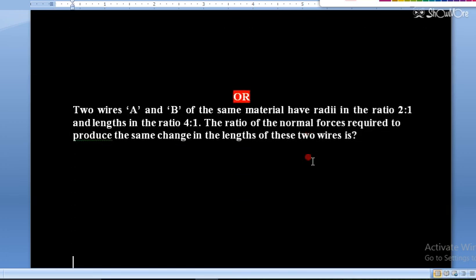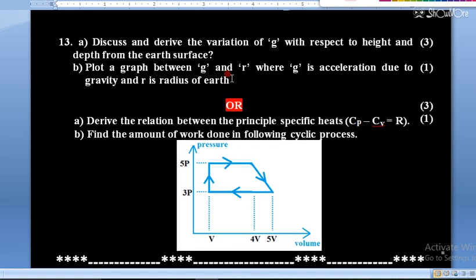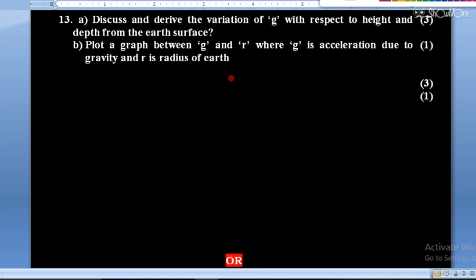So 9 marks are from here also. Now we are left with one question. You have to derive the relation of variation of g with respect to depth and height. We know that with respect to depth and height the value of acceleration due to gravity will change, and we get two relations that you have to prove.